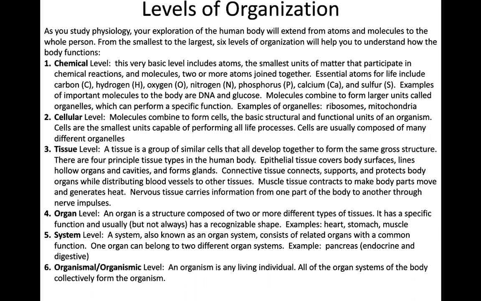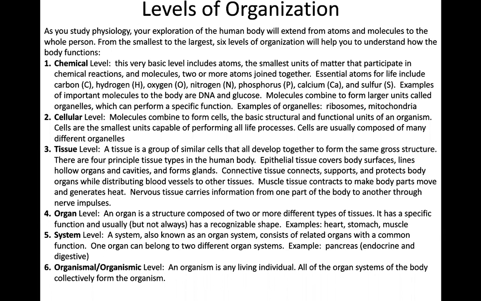We take tissues and we can form organs like our brain and our stomach that I've mentioned. An organ is a structure composed of two or more different types of tissues, typically has a specific function and usually, but not always, a recognizable shape.